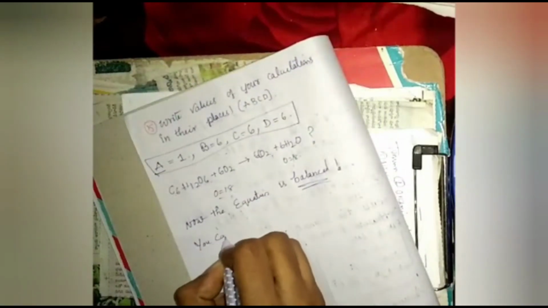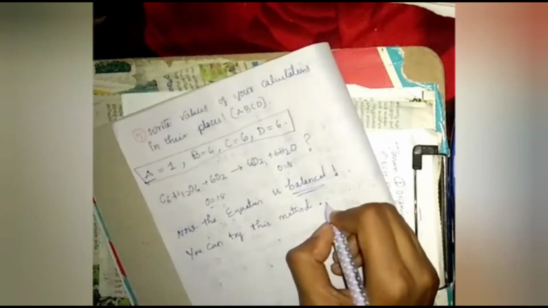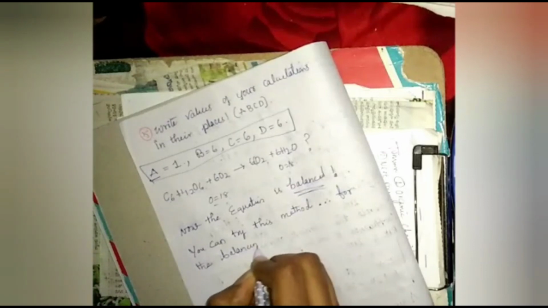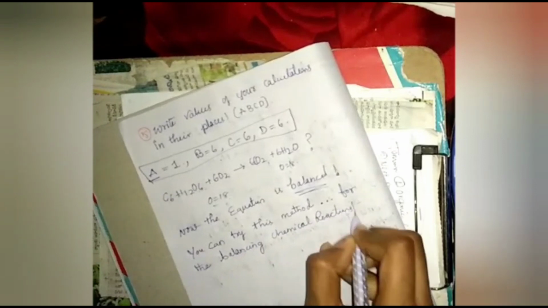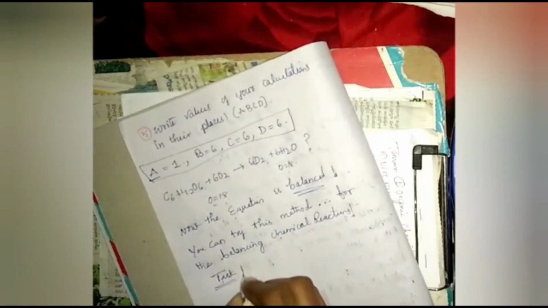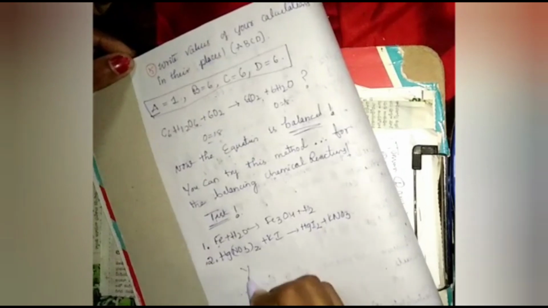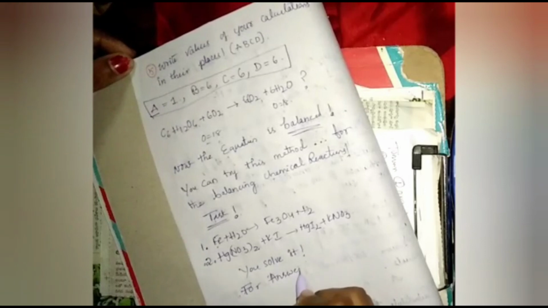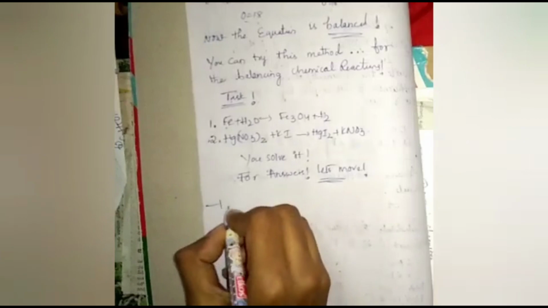Okay, you can try this method for balancing this type of chemical reactions. I will give you some chemical reactions to solve by this method. Fe plus H2O gives rise to Fe3O4 plus H2, that is the first one. Hg(NO3)2 plus KI gives rise to HgI2 plus KNO3. You solve it. For answers, let's move on.